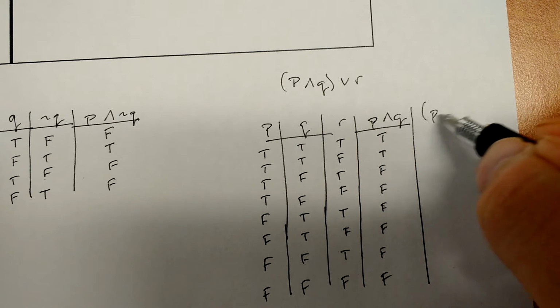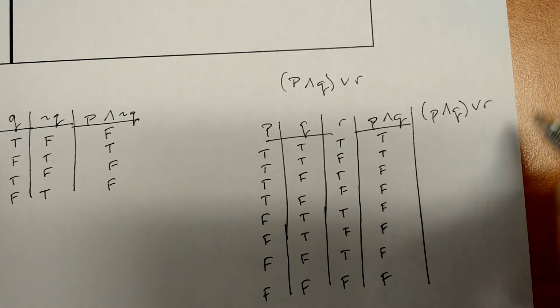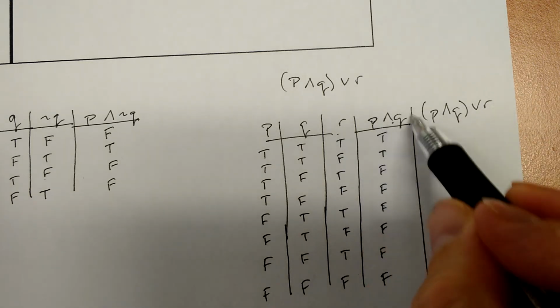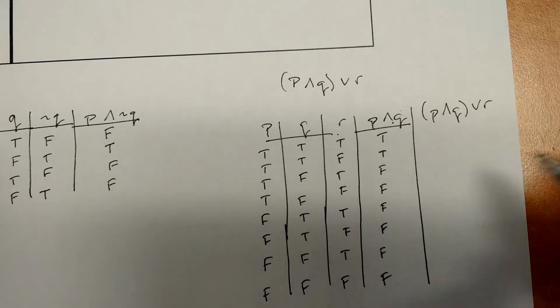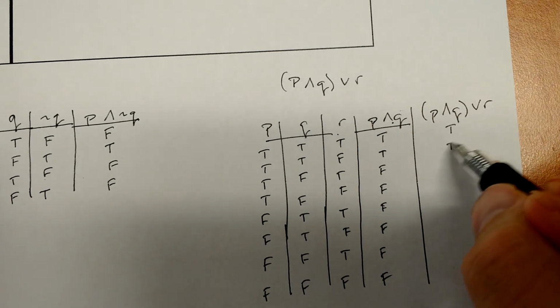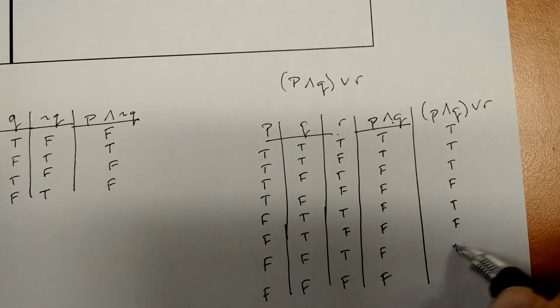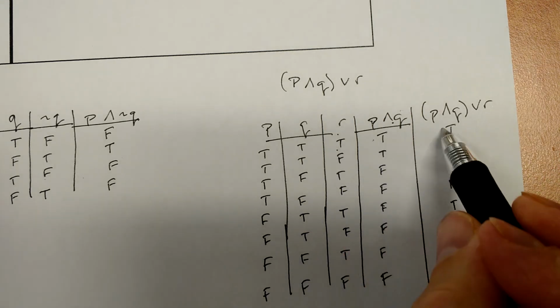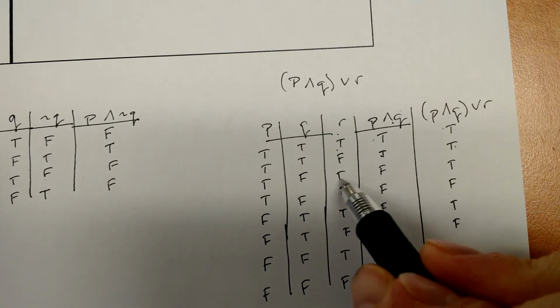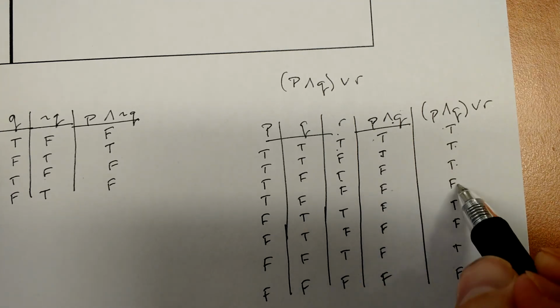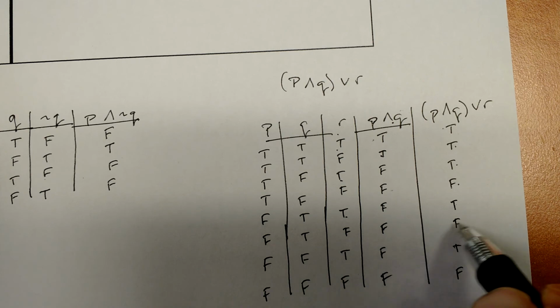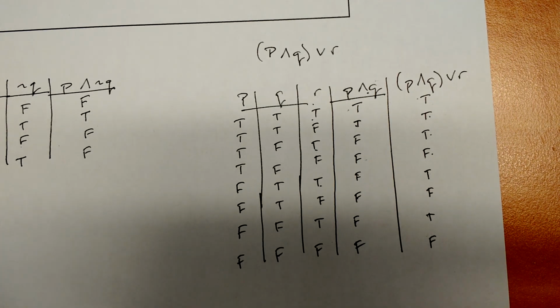And at the end, P and Q or R, so I'm going to use this column and this one. That's the AND part, and there's the R. ORs are true if there's at least one true. So yep, yep, yep, nope, yep, nope, yep, and nope. Two trues, so true. At least one true, so true. At least one true, so true. No trues, so false. One true, so true. No trues, so false. So that's how a truth table is built.